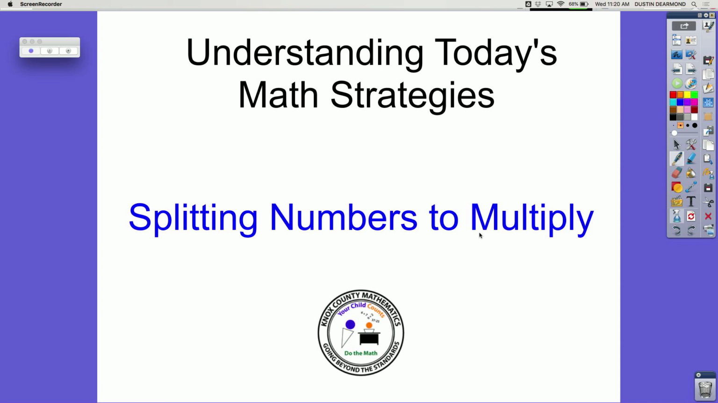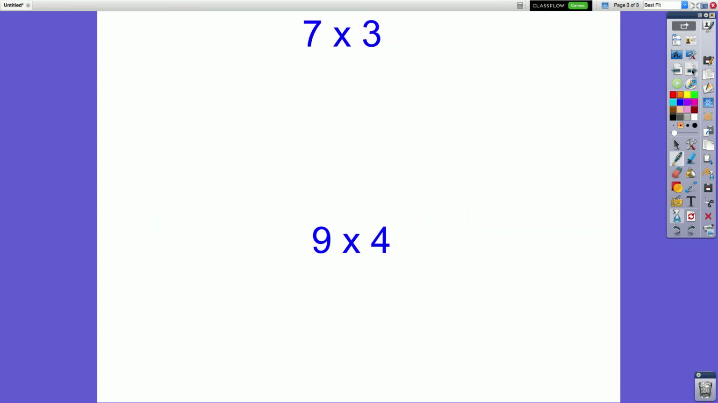So we're going to look at a strategy called splitting numbers to multiply. And this is a great strategy as students start to learn how to multiply and be more flexible with multiplication. It also builds on what they've done in earlier grades, being more flexible, working with numbers and breaking them apart. So we're going to look at two multiplication problems, 7 times 3 and 9 times 4.